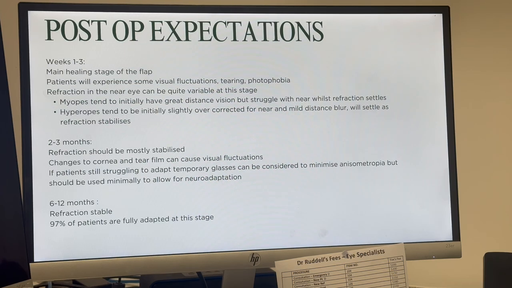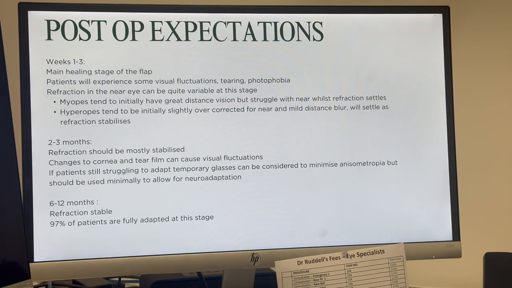So talking about post-op expectations, Presbyond does have a bit of a longer healing period than traditional LASIK surgery. The reason being is that the brain is adapting to that microanisometropia as well as the spherical aberration. So it does take a while for that refraction to settle. Generally, in the first 1 to 3 weeks, refraction is quite unstable.